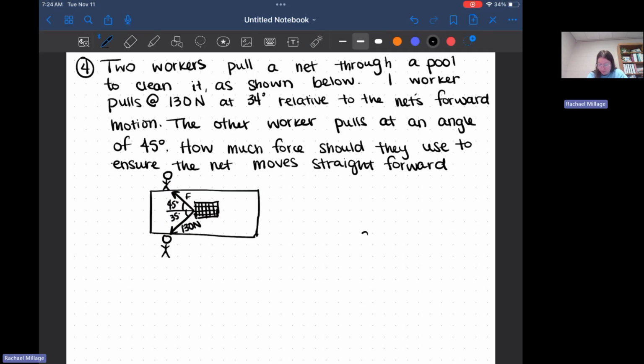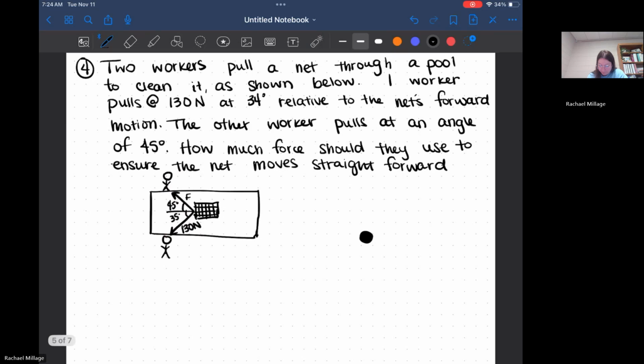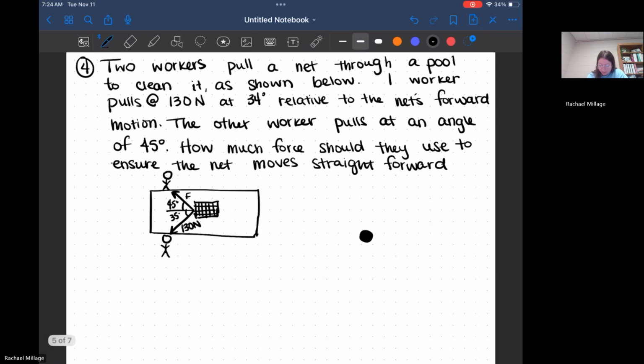Again, I'm going to start with a free body diagram. So I'm going to change this a little bit. And I'm going to draw a dotted line in just to act as my reference. So I have 35 degrees, 130 newtons. And we have 45 degrees and some sort of force.